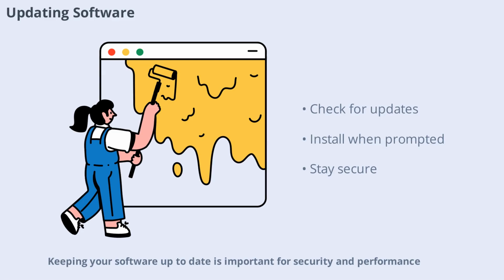Keeping your software up to date is important for security and performance. Most programs notify you when updates are available. Follow the prompts to install updates or check for updates in the program's settings. Regular updates help protect your computer from threats and ensure everything runs smoothly.